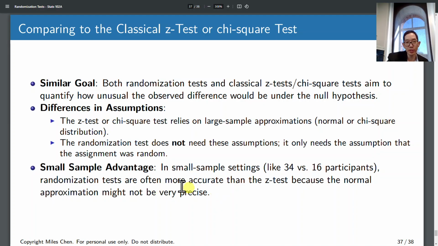All right, and so the randomization test has an advantage in small sample settings where we have 34 versus 16 or something like that. You often get results that are more accurate than a z-test, just because the normal approximation might not be very precise.